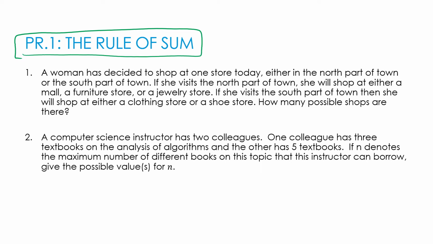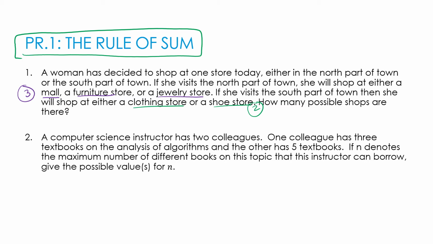So hopefully you did actually press pause and try these questions and you're not just waiting for me to go over them. Question 1, we're looking at a woman who's deciding to go shopping, and she's either going to go north or south. And if she goes north, she's going to visit a mall, a furniture store, or a jewelry store. So going north provides us with 3 options. If she goes south, she's going to shop at a clothing store or a shoe store. So going south provides us 2 options.